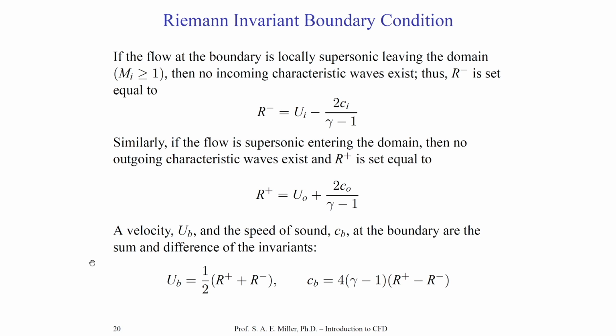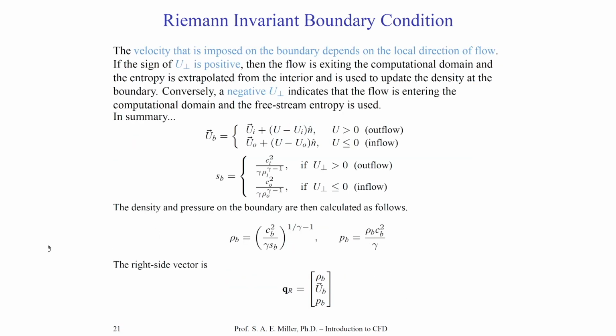Now, of course, the velocity and the speed of sound at the boundary are the sum and difference of the invariants. This is an amazing and wonderful property and part of the popularity of the condition. So, for example, the velocity would be the summation of the two Riemann invariants, and the speed of sound would be the difference. These can be derived from the previous equations.